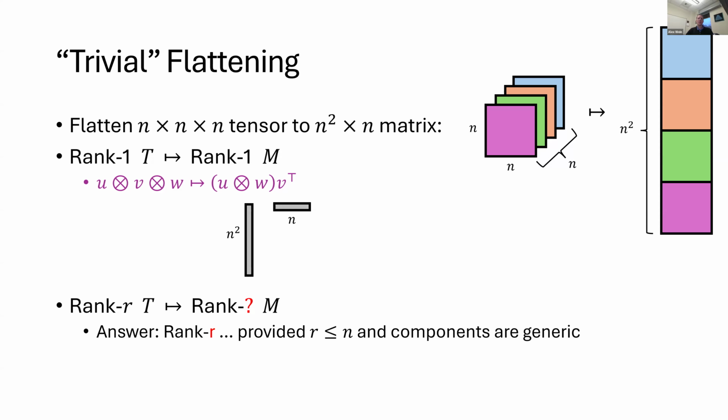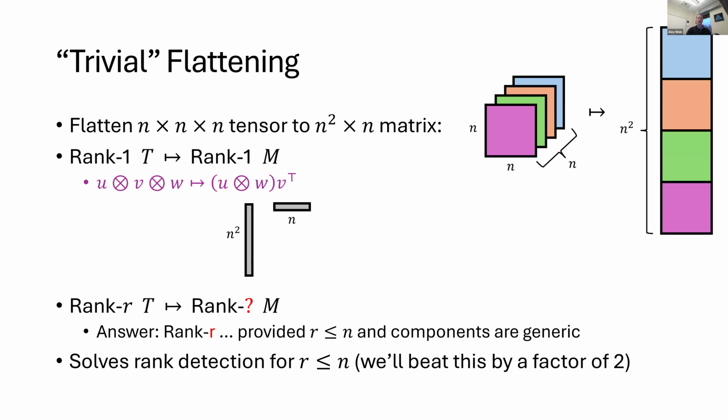So you can see here why R equals n is a bottleneck, right? Because this tall matrix has only n columns, so definitely it cannot have a rank any bigger than n. And so this basically solves rank detection up to rank less than or equal to n. This is the undercomplete regime, which has been understood for many years. And the main challenge here is going to be to beat this by a factor of 2. So we need to overcome this bottleneck of rank R equals n.